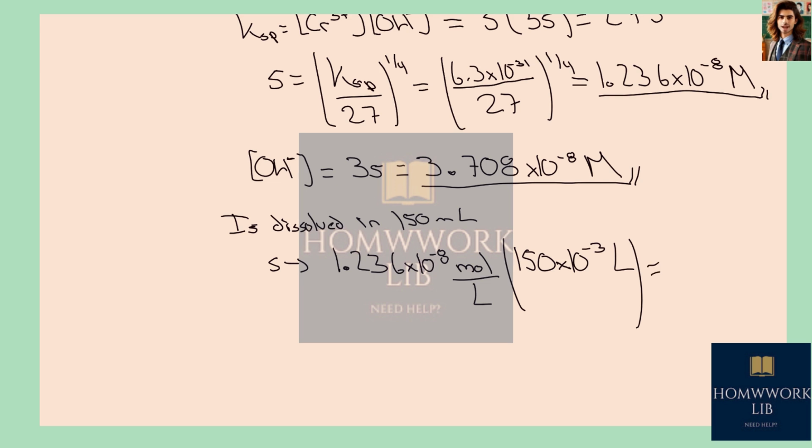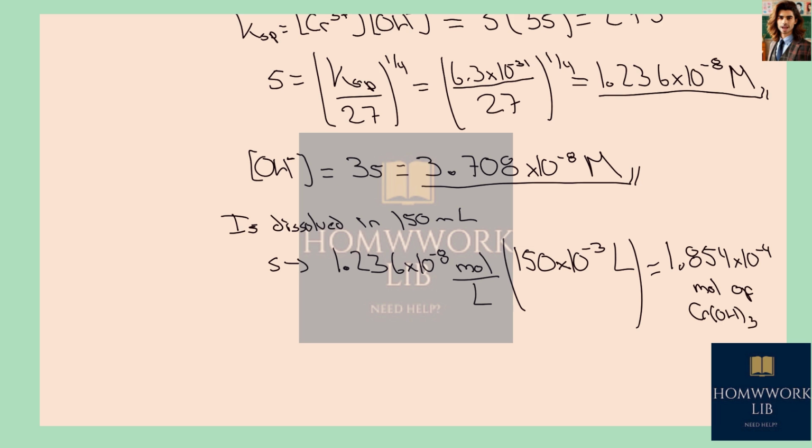So the amount of mole that we're going to have is going to be 1.854 times 10 to the minus 4 mole. Mole of what? In this case, we're dealing with mole of chromium hydroxide.